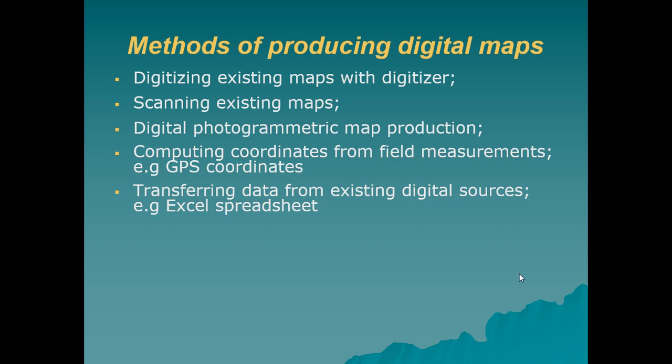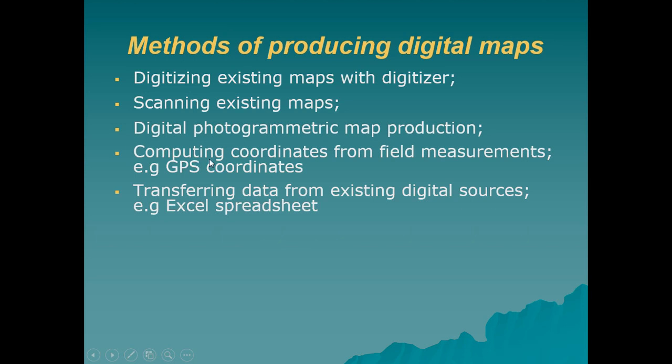Okay, so methods of producing digital maps, right? So we're recapping a little bit. We have digitizing existing maps using the digitizer, such as a tablet digitizer. We can scan the maps as well. All of this is converting the data into a digital format. We can collect data as well by photogrammetric map production methods. Remember, that was a method where the person was sitting in a computer lab looking through some lenses at some 3D images.